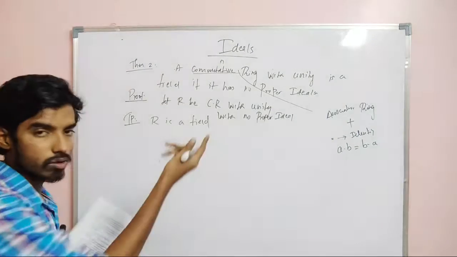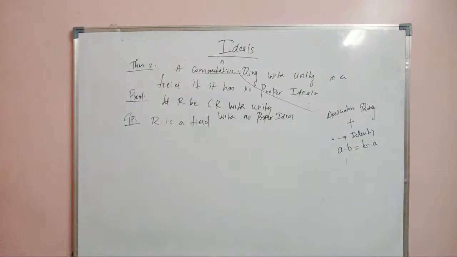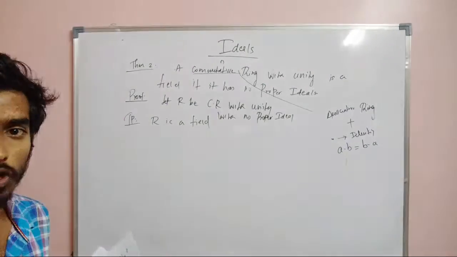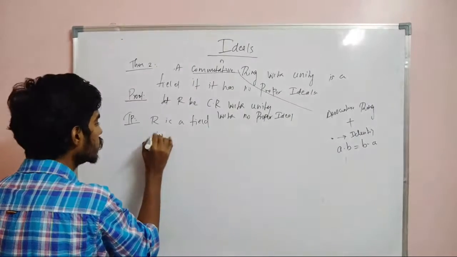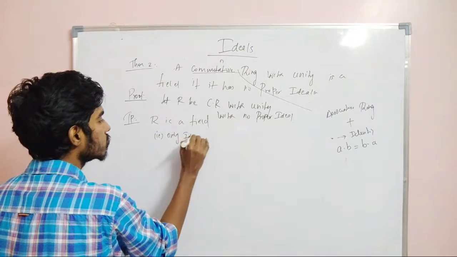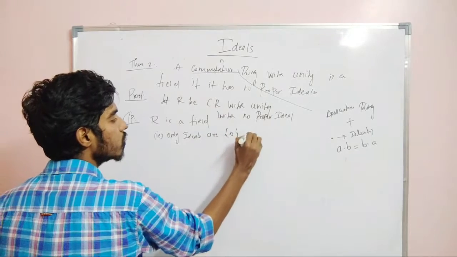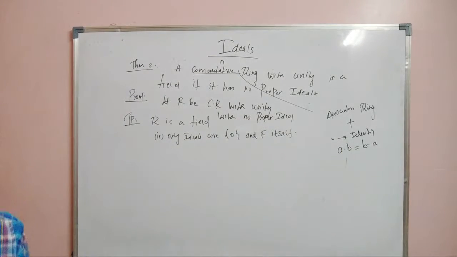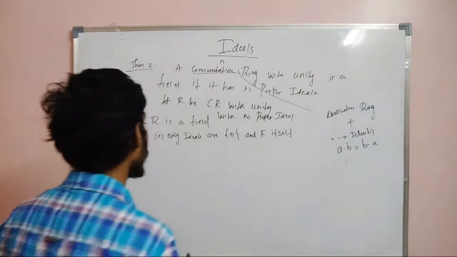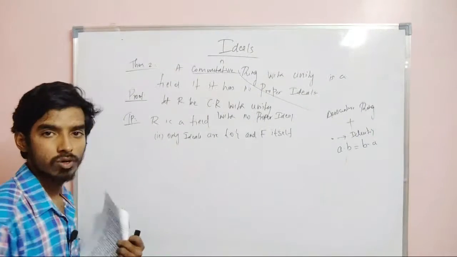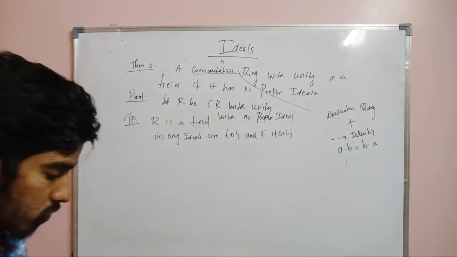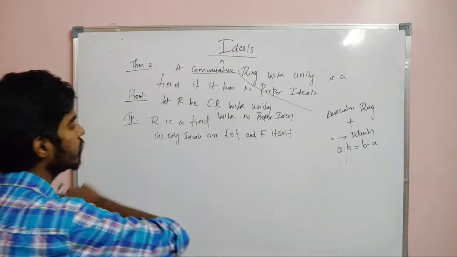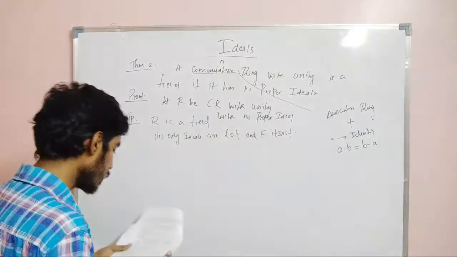We already showed in the previous theorem that a field has no proper ideals, that is, the only ideals are 0 and F itself. Just now we have proved that theorem. So we need to prove this condition: we need to prove that R is a field, that the only ideals are 0 and F itself.